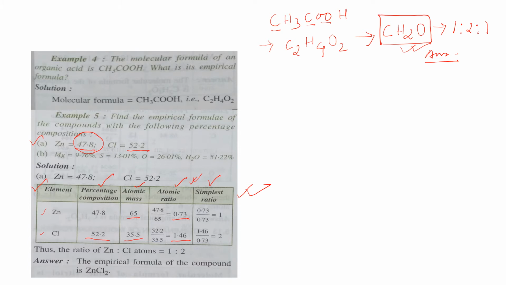Now out of these two, 0.73 and 1.46, 0.73 is the smallest one. So what I can do, I have to divide both the numbers by 0.73. So after dividing, I am getting 1 and this one is giving you 2. Now number 1 is for zinc and 2 for chlorine. So I am getting my formula is Zn1 and Cl2. So the empirical formula of the compound is ZnCl2. Am I clear?